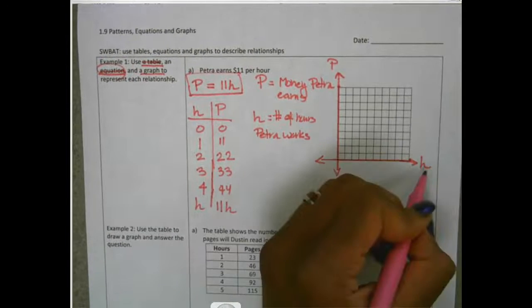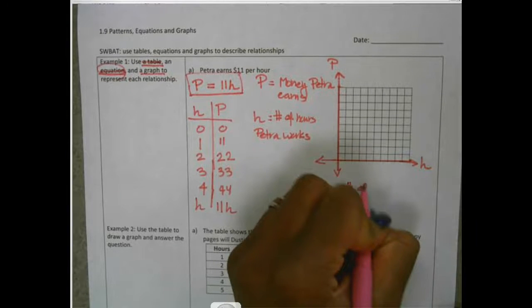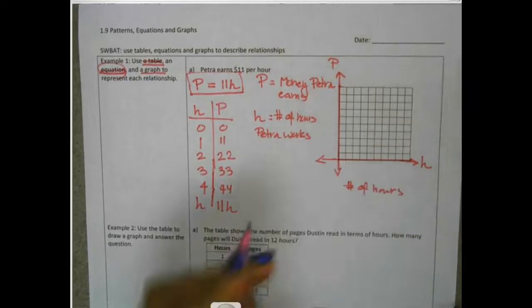Now, H is the number of hours. I'm going to go ahead and label that. And P is the money earned, so I'm going to put money earned. Do me a favor, make sure that you have labeled both of your axes.